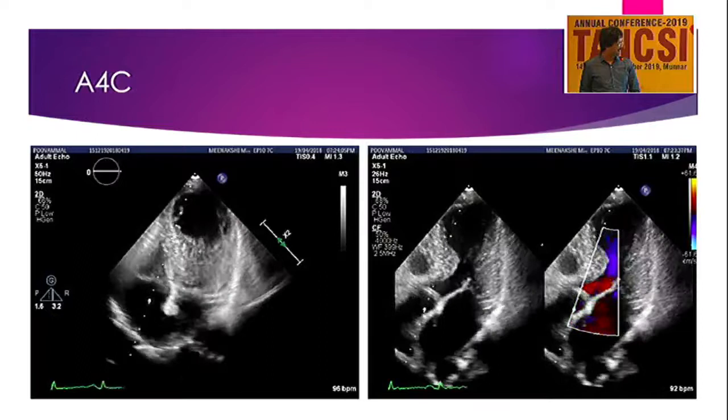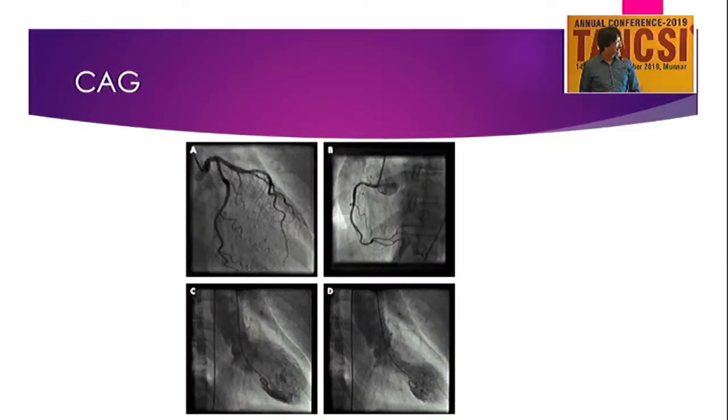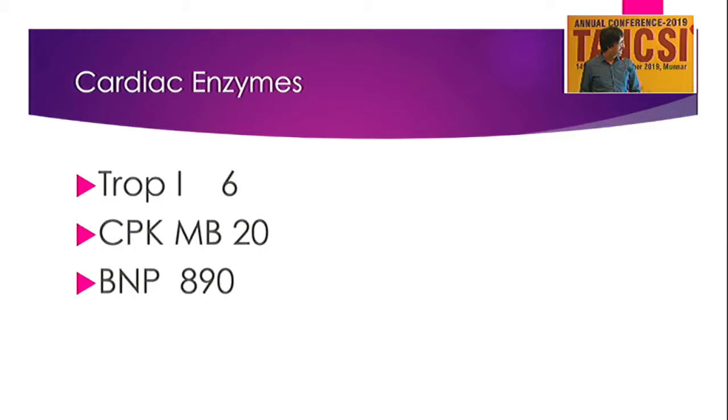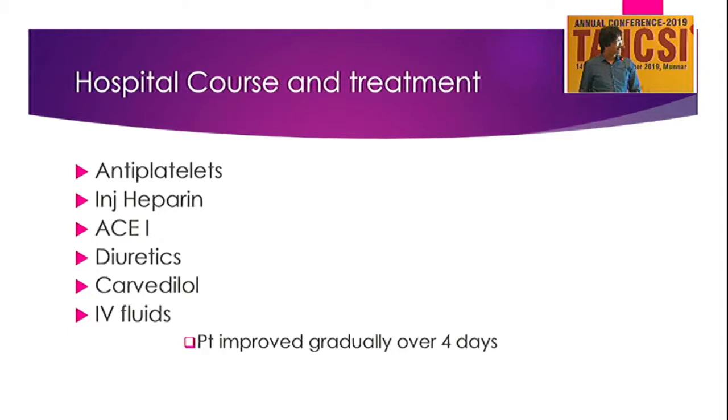This patient was catheterized, and the coronaries were found to be normal. Going into the cardiac enzymes, troponin was elevated, whereas CPK is around 20, BNP is 890. For the hospital course and treatment, she was treated with antiplatelets, heparin, ACE inhibitors, diuretics, beta blockers, and IV fluids were given. There was hypotension, but we gave IV fluids gradually as there was LVOT obstruction in a patient with HOCM. We gave some amount of fluids, and she gradually recovered.